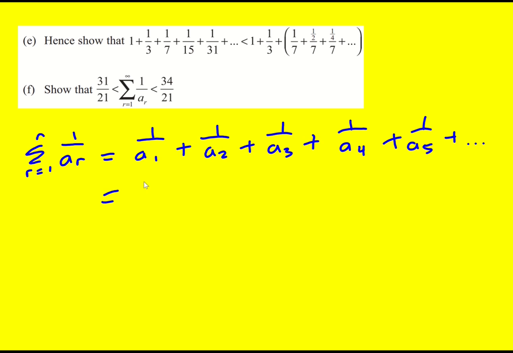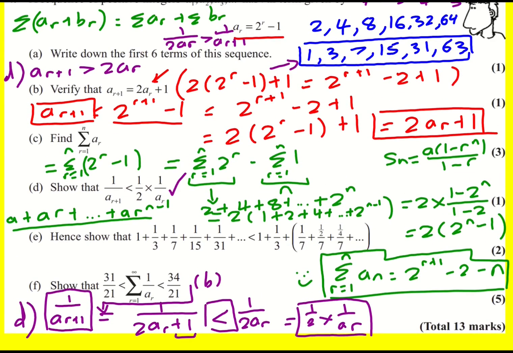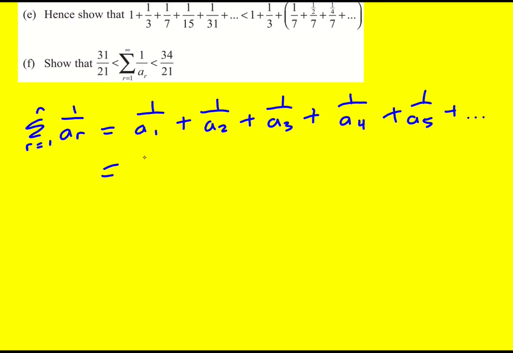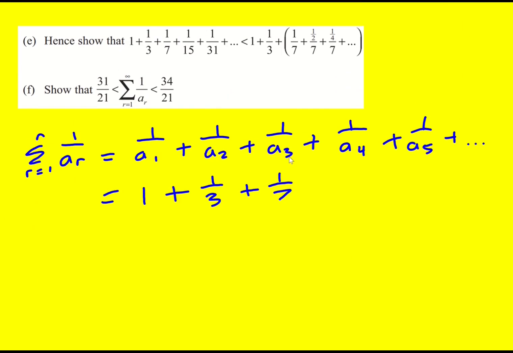Now remember, we've already worked out the first terms of this sequence. We had 1, 3, 7, 15. So I'm going to get 1 plus 1 over 3 plus 1 over 7. Okay, but now, actually I want to write a few more down. So 1 over 15 plus 1 over 31.